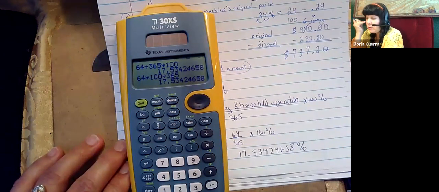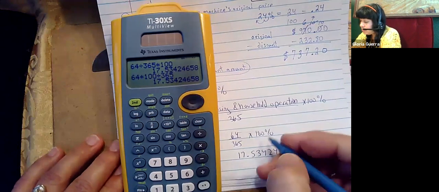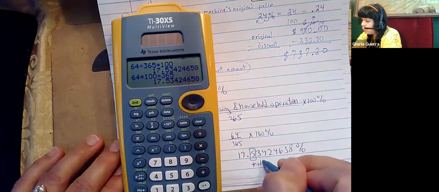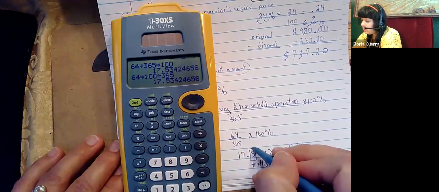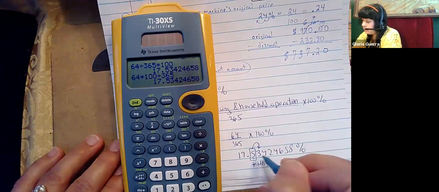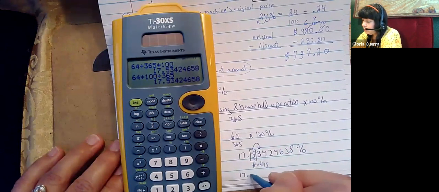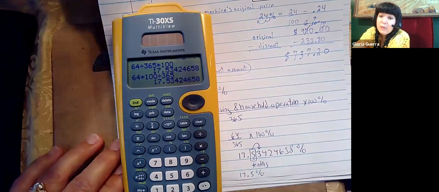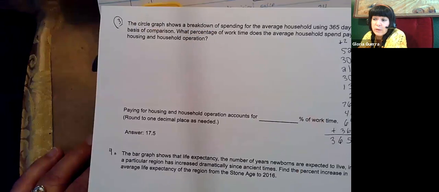Then remember they said round to the 1 decimal place. Or they could say round to the tenths, which is right here. That's the tenths place, and that's 1 decimal place. So you look at the number to the right. Is that neighbor 5 or more? No. So this stays the same. So this is 17.5%. And then I do have the answer you could check. You can see it's 17.5.